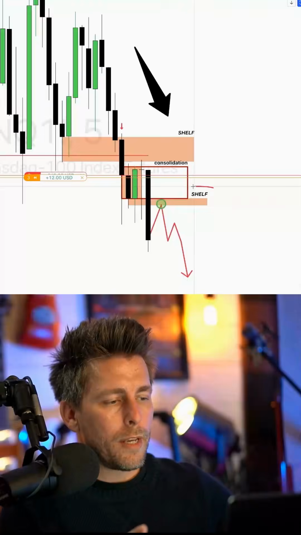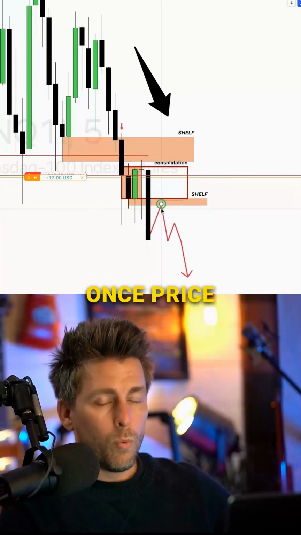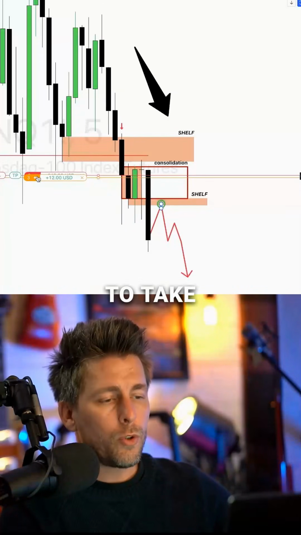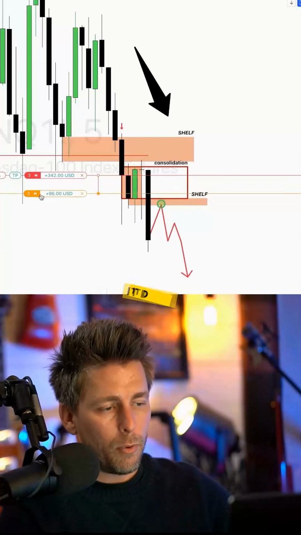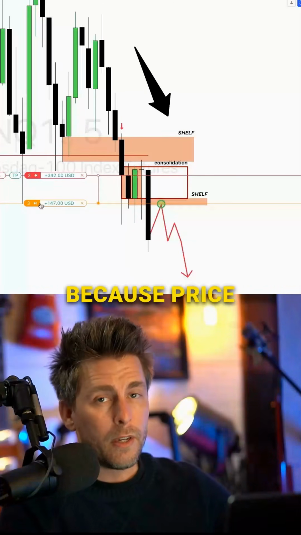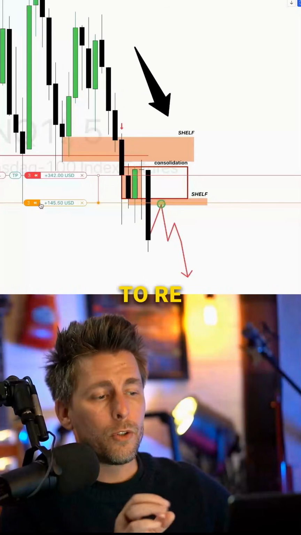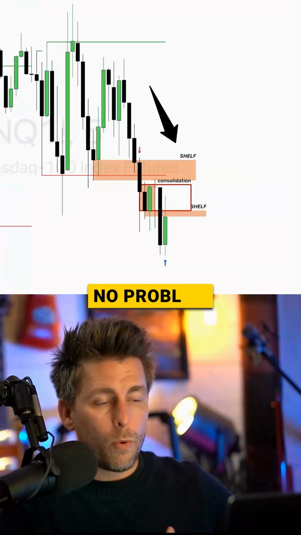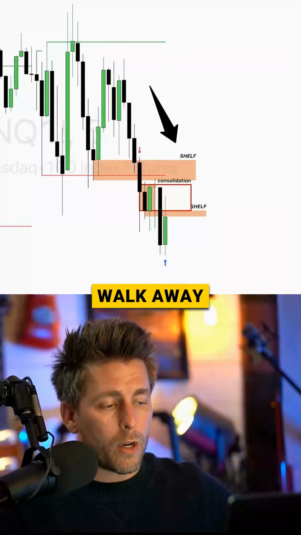Now, here's a pro tip if you're using the shelf method to trail. Once price retests a shelf, you are then good to take your stop loss and literally put it down into that shelf, because price action has no reason to retest a shelf. So let's play out the next candle and see what happens. No problem, our stop loss got hit and we walk away with a tiny W.